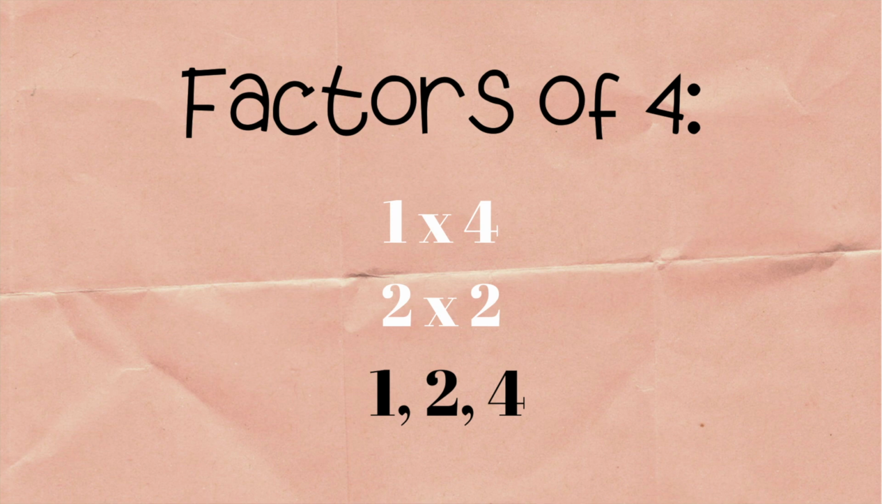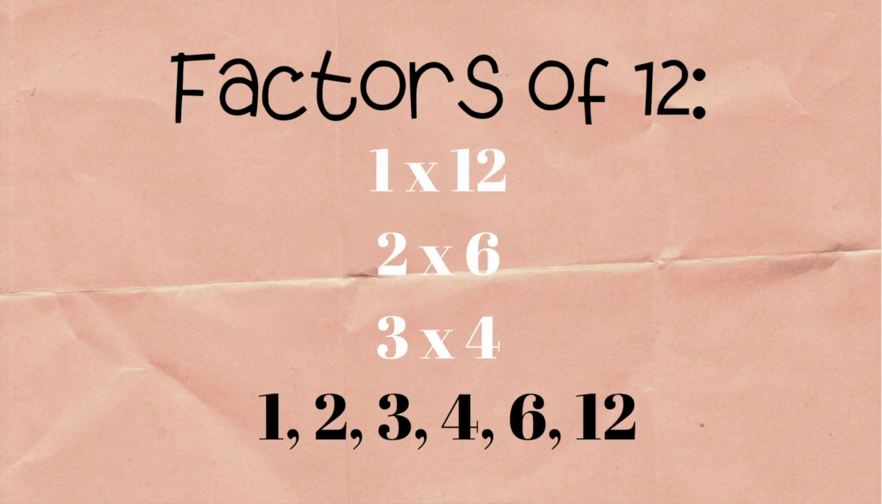Now I need to find the factors of 12. What numbers when I multiply together give me 12? It's always 1 and that number. So I have 1 and 12, 2 and 6, 3 and 4, or 3 times 4, 2 times 6, and 1 times 12. And if I write those in order, I have 1, 2, 3, 4, 6, and 12.